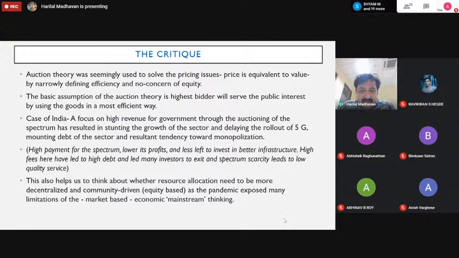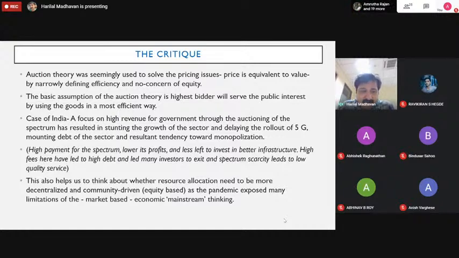The second important critique goes along with the neoliberal approach, where a higher price is considered to be the most efficient. The basic assumption of auction theory is that the highest bidder will serve the public interest by using the goods in the most efficient way. And we are not sure about that, right? That's the basic economic efficiency argument, so we need more clarity regarding that.